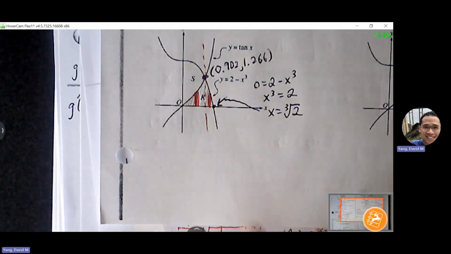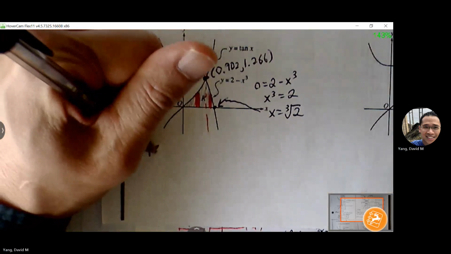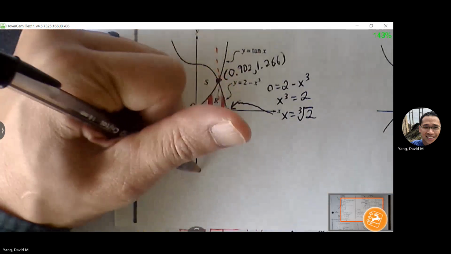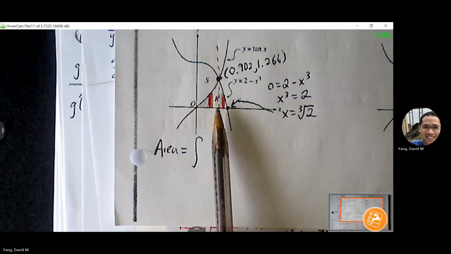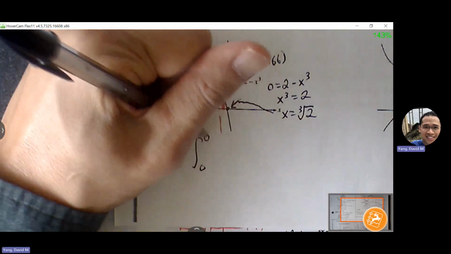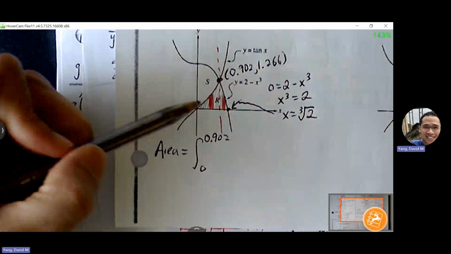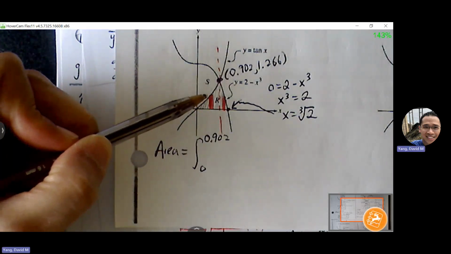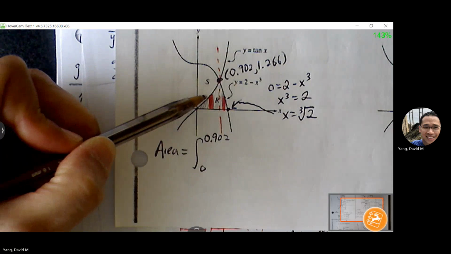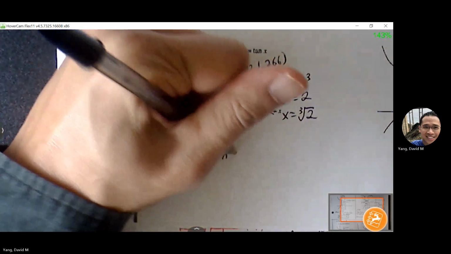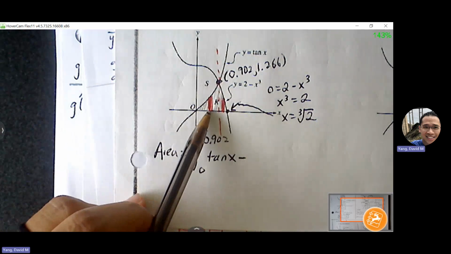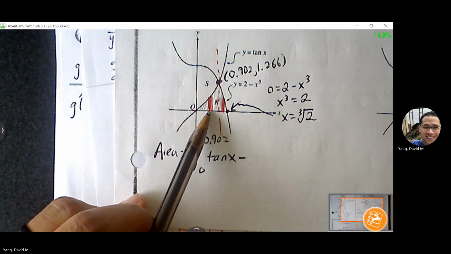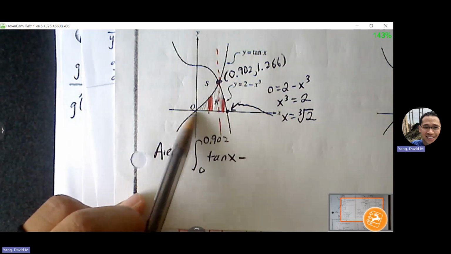Okay, so let's do the left region first, followed by the region on the right. So the left region is from 0 to what? 0.902. What's the top curve of my first region? Tangent x. What's the bottom? What's the bottom of the rectangle touching? y equals 0, the x-axis.